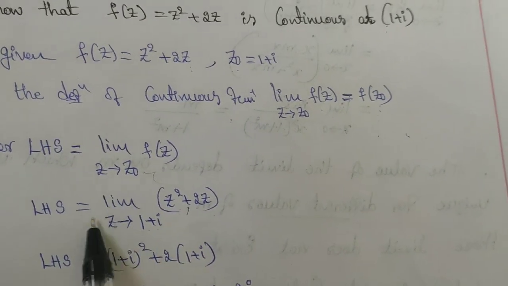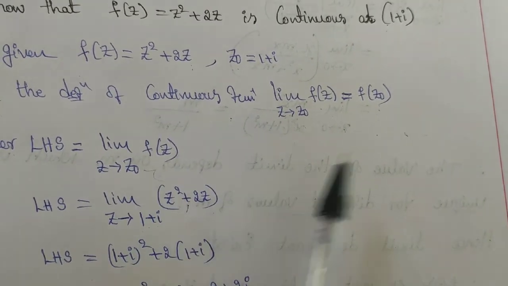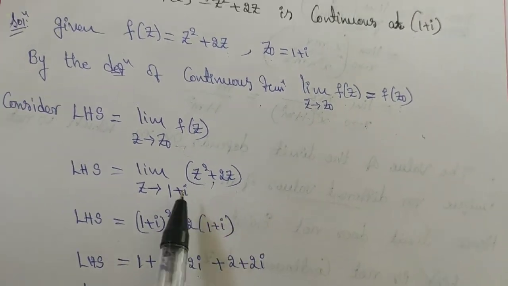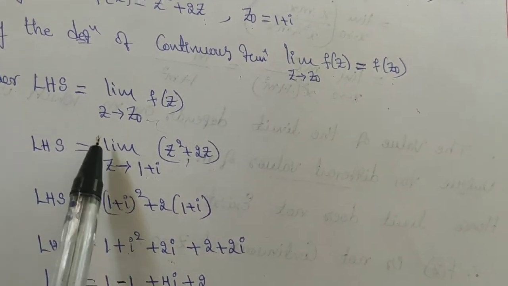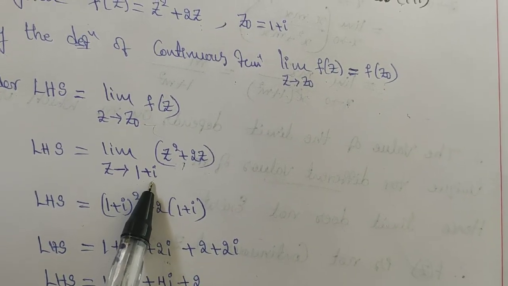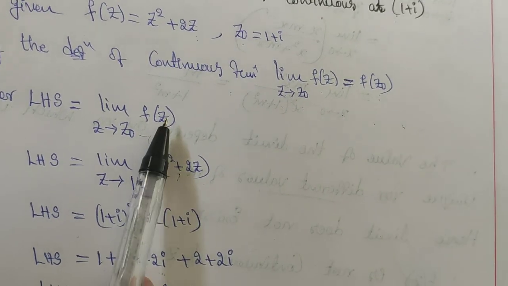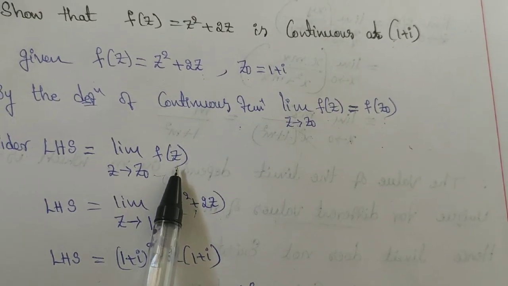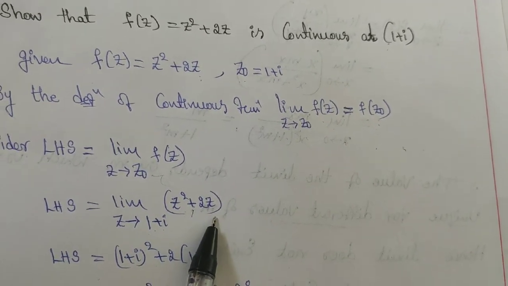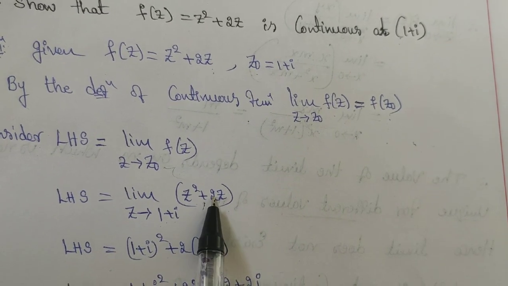Write down the LHS. LHS is the limit of z tends to z0, f of z. Substitute all the given values. What is given? The limit of z tends to z0. What is given? z0 is 1 plus i. Write it here. And f of z, what is that? What is given? z square plus 2z. Write down the f of z here.